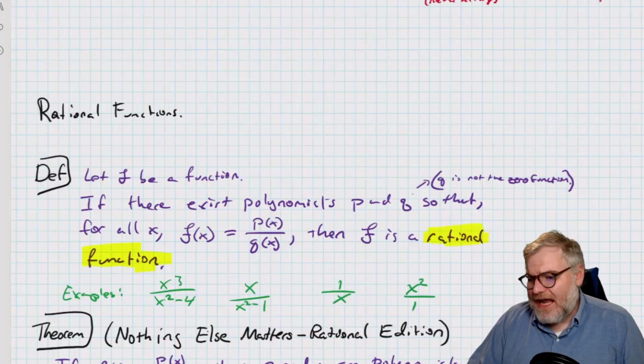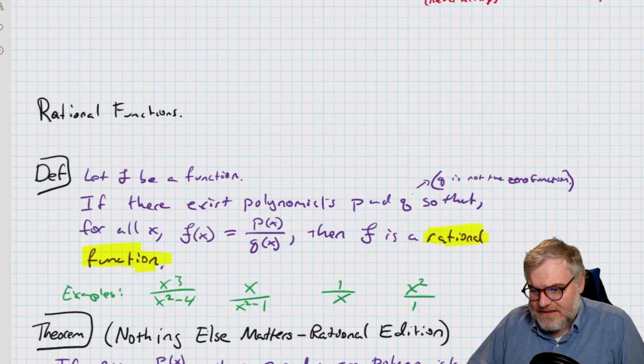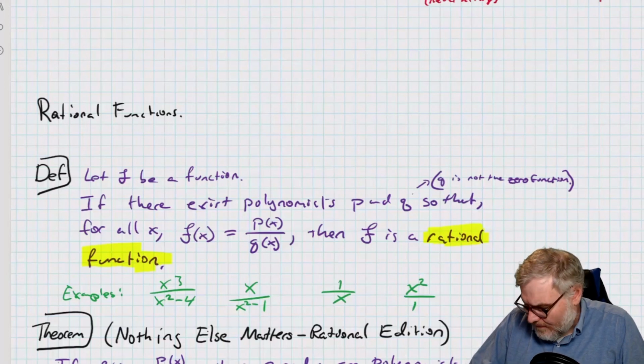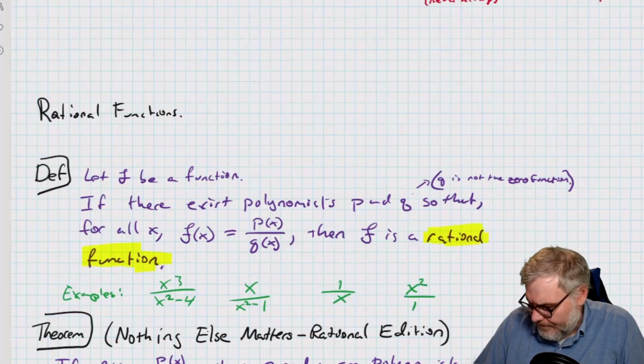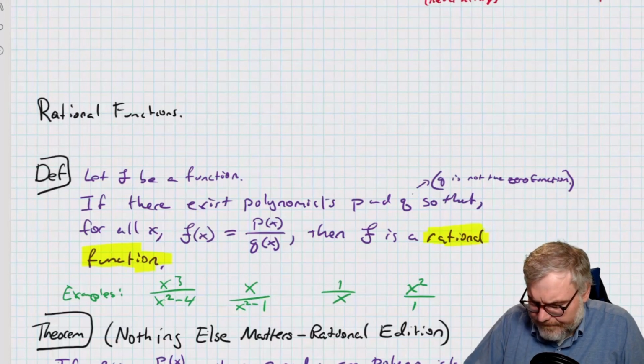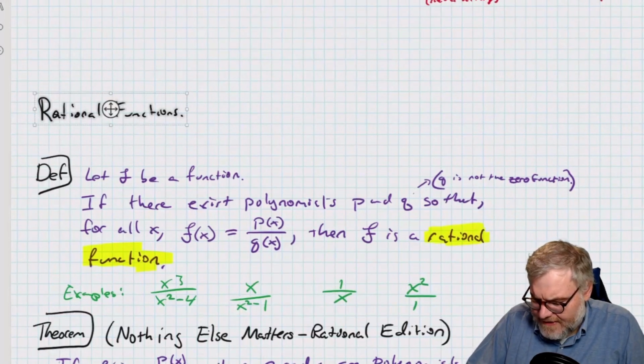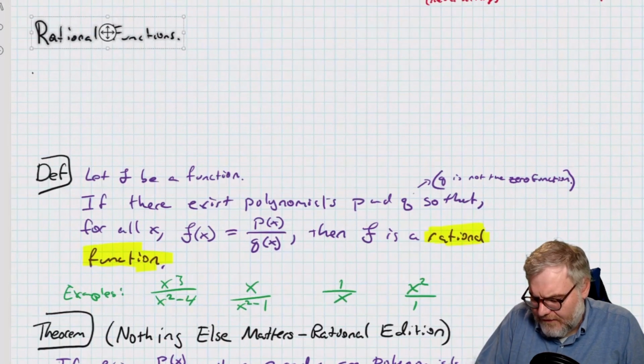There's some x and some y such that the y value is not 0. Okay? There's some non-zero y value. So if f of x equals p of x over q of x, then f is what we call a rational function. For example, x cubed over x squared minus 4, x over x squared minus 1, 1 over x, x squared minus 1. I ought to define that. Let's go ahead and do that. I said something complicated, so let's say definition.